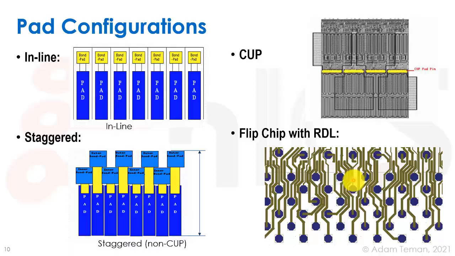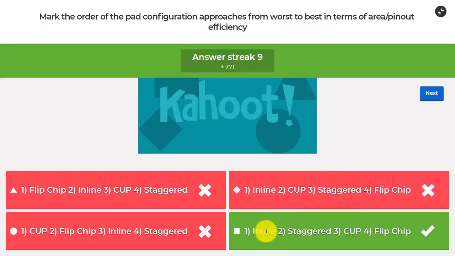So the answer is, of course, inline is the worst, staggered is a bit better, CUP is a bit better than that, and flip chip is the best.